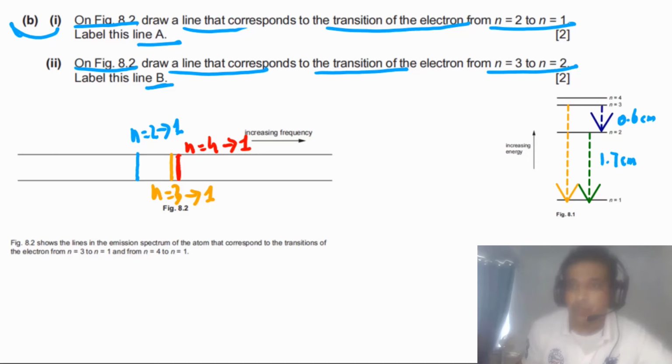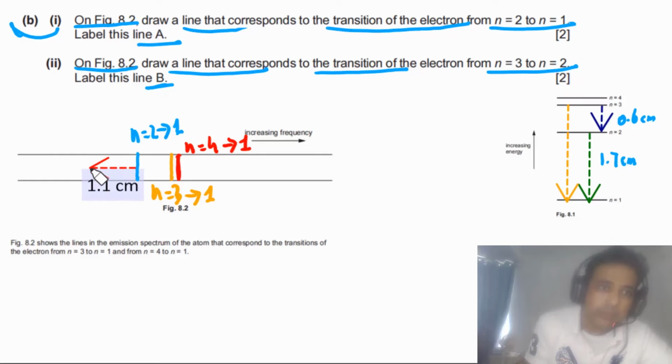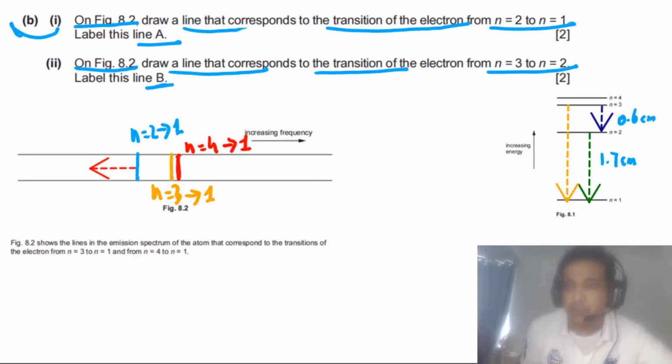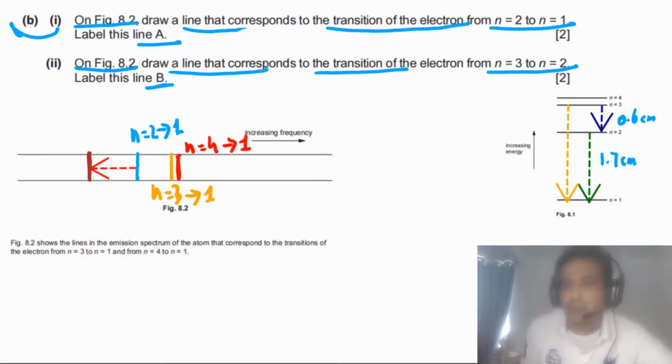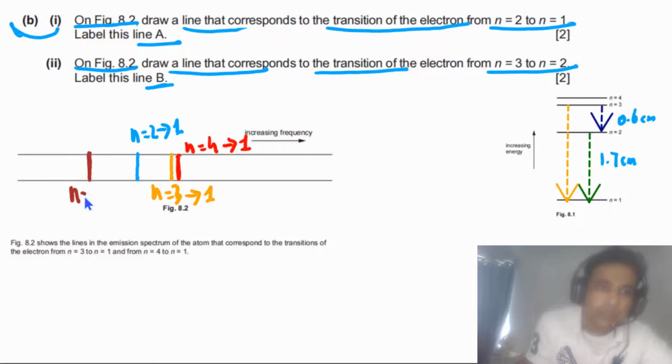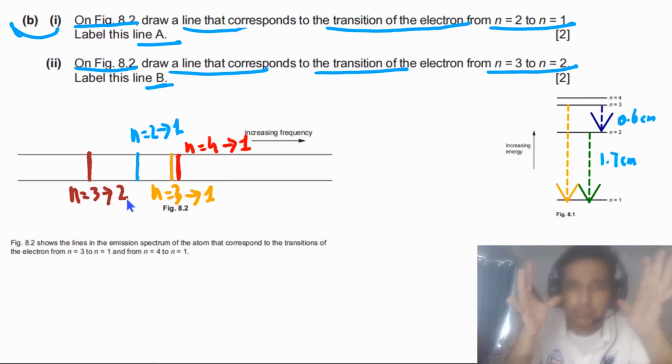So we can draw the line here. From here, 1.1 centimeters. Let's use a different color. So we need to draw a line here. We don't need this arrow, so we can delete this one. So this is N3 to 2. This is how you need to draw in a beautiful way. You can use your meter rule, you can measure the distance, and you can draw these lines.